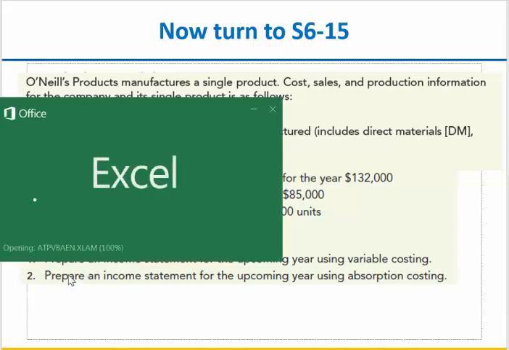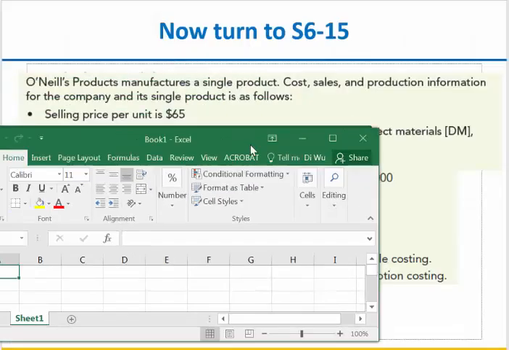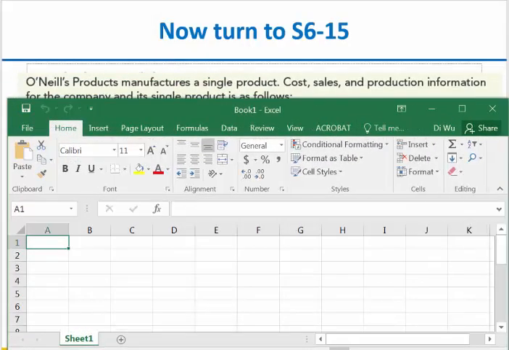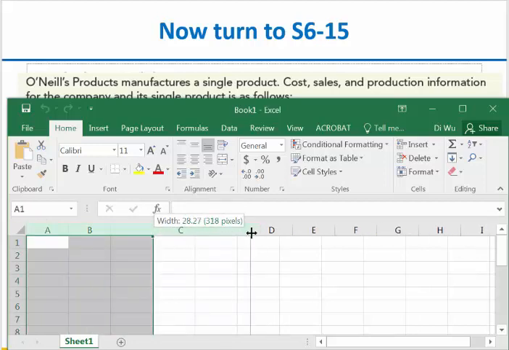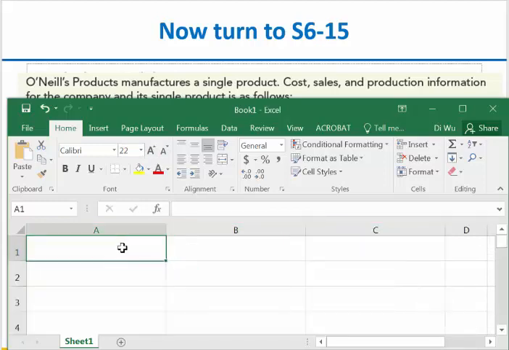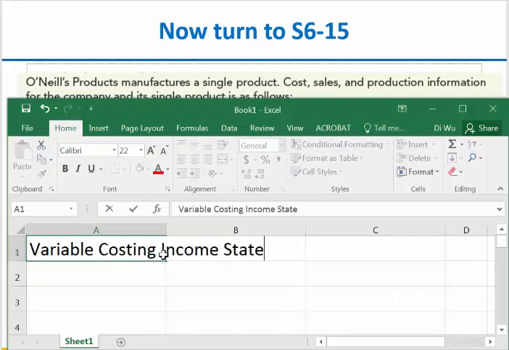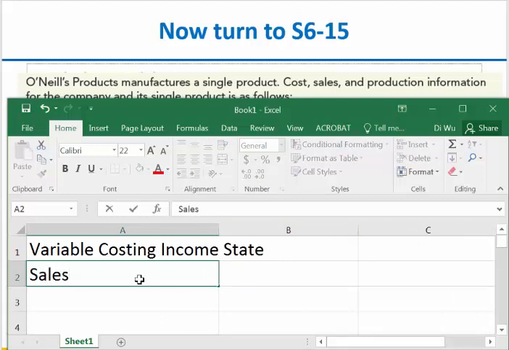I know I have answers in the later slides, but I still prefer to walk you through all the calculations so that you can really enjoy the interactions in this video lecture. Alright, so that's what I have here. I'm going to look at the variable costing income statement. So I have these columns here, and first I'm going to put the sales revenue.